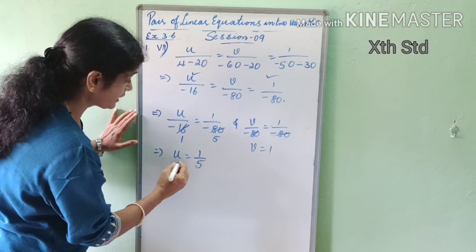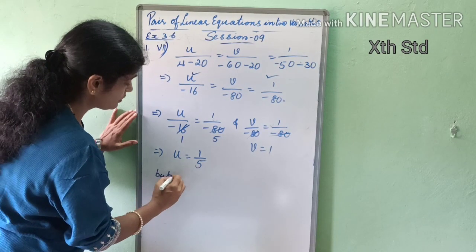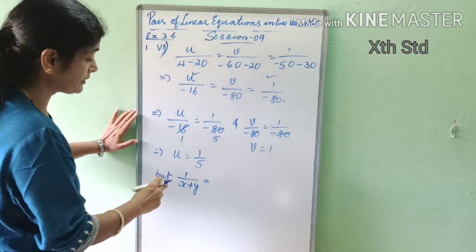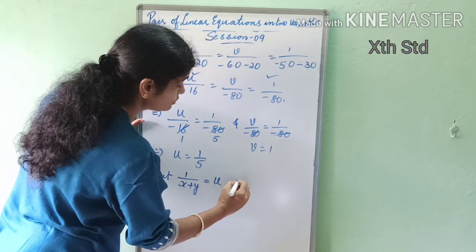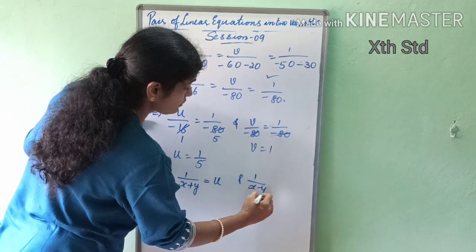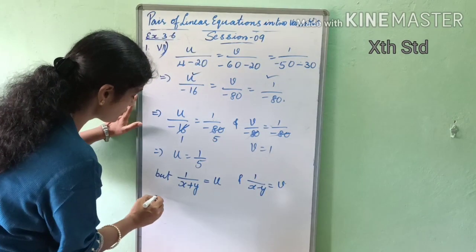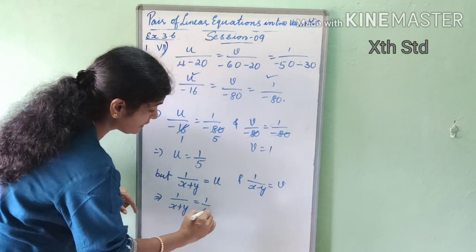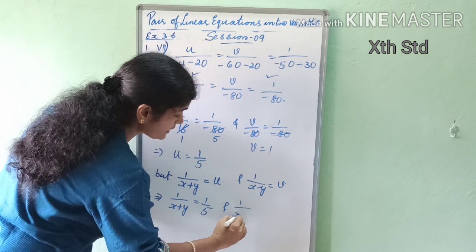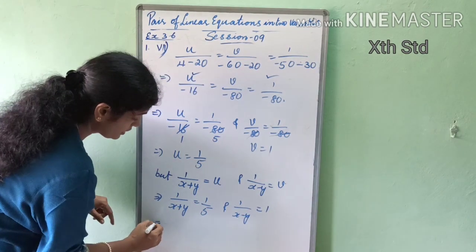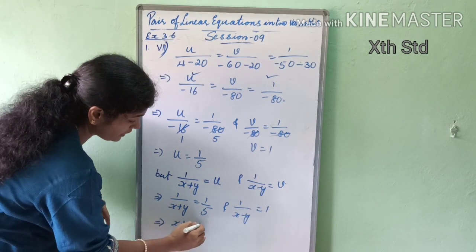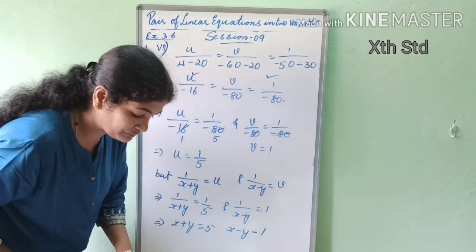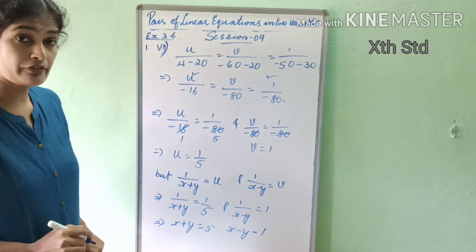But what have we taken u and v as? If you remember, we have taken 1 by x plus y as u and 1 by x minus y as v. Correct? So what does it imply? 1 by x plus y is equal to 1 by 5 and 1 by x minus y is equal to 1. So you get again the equations x plus y equal to 5 and x minus y equal to 1. These are again the two equations you have got.